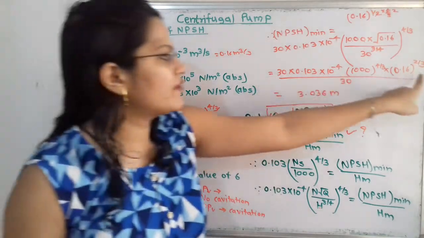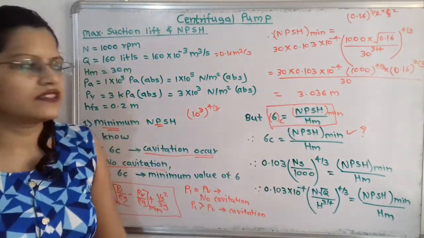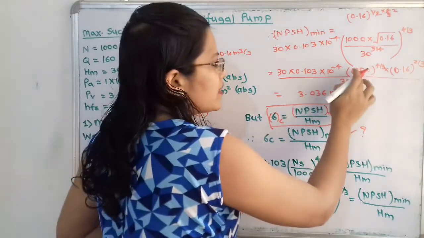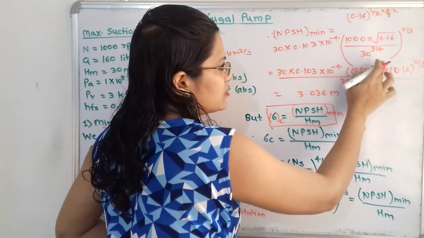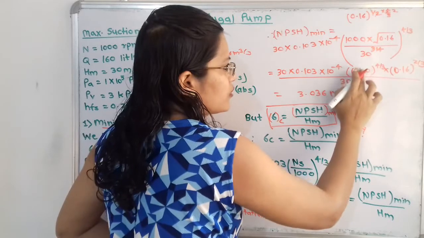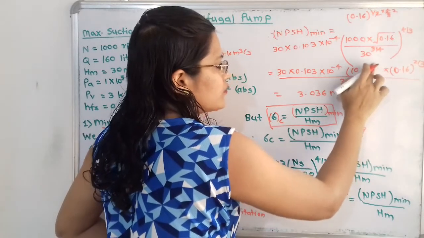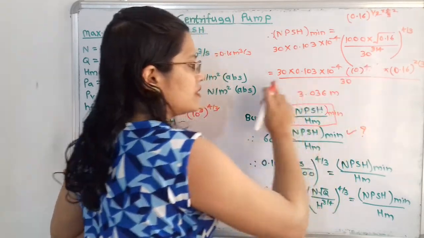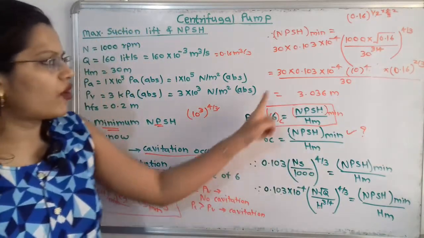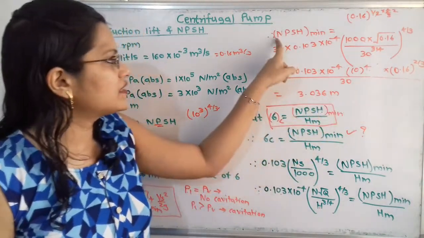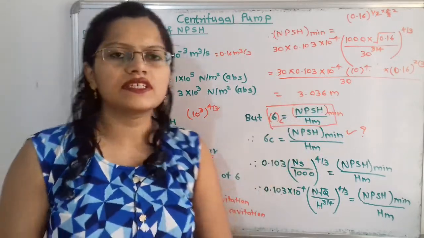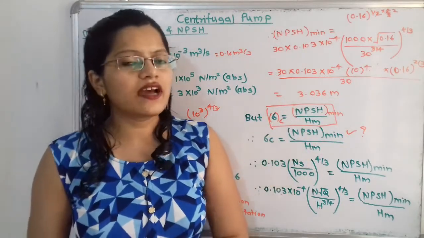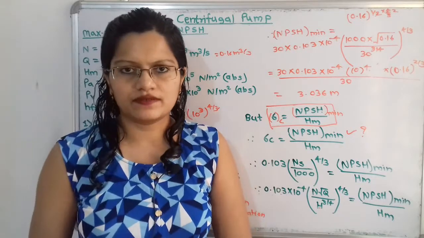So this is the simplified form. I will write here also that 10 raised to 3 is there, and this 3 and the denominator 3 get cancelled, so simply 10 raised to 4 is there. If we calculate this, we will get NPSH minimum equal to 3.036 meter, and this is the answer of the first question.